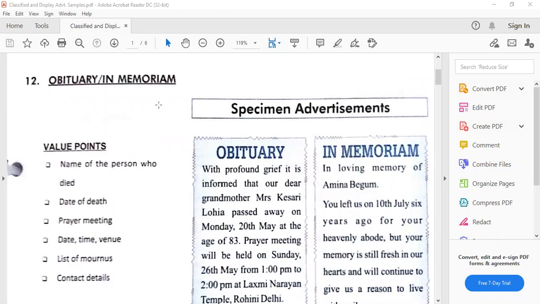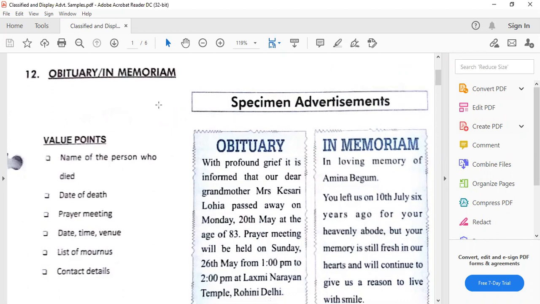Clear? Now, there are some more topics which are not covered in that PDF. And the other thing, display advertisements, is also not covered in that. So I need to give you one more PDF on the advertisement. And first, let's discuss the topics of the classified which are left in that. One topic is obituary or in memoriam.